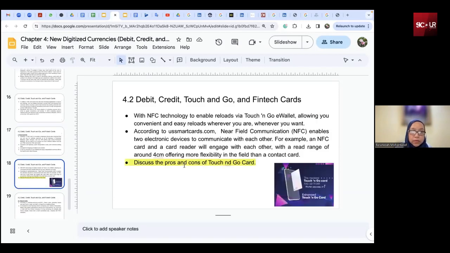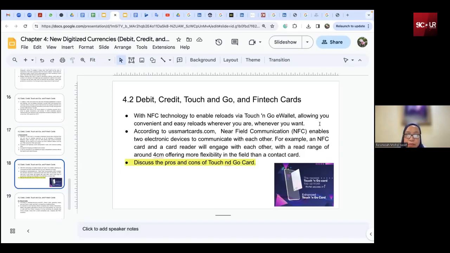Okay, so with NFC technology, it enables reload Touch and Go e-wallet, allowing you to conveniently and easily reload wherever you are, whenever you want. So that is the difference between NFC and the traditional Touch and Go card, right? The Touch and Go card, you have to do it at the counter, right? Betul. So yeah, I think I want to get it.